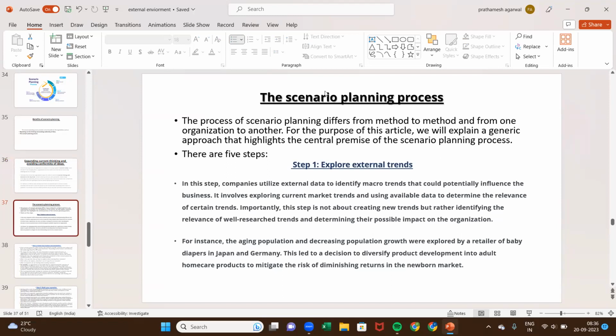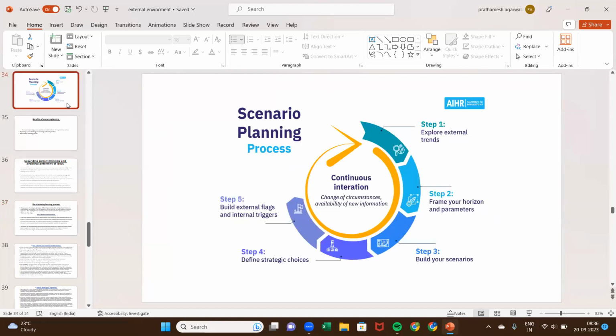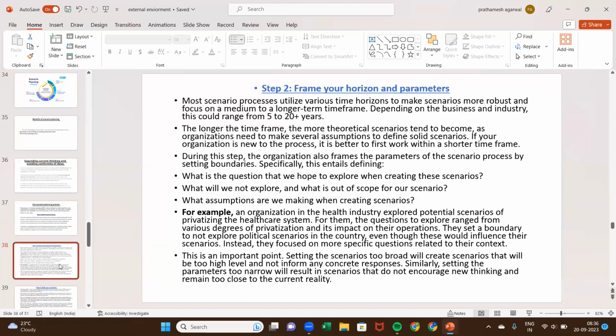Now let's see how the process is. The process of scenario planning differs from method to method and from one organization to another. For the purpose of this article, we will explain a generic approach that highlights the central premises, that means the central factor or the central component of scenario planning. Now there are 5 factors. First, explore external trends.